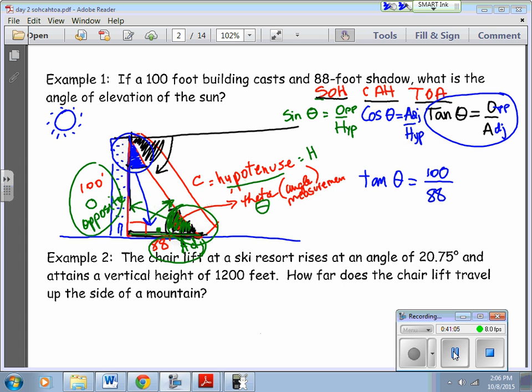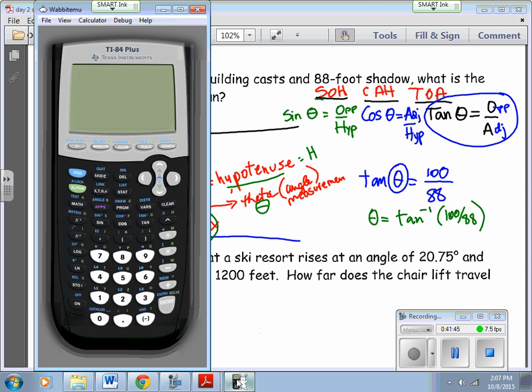All right, now before you do anything, you're going to try to get the theta, which is the angle measurement, by itself. So you're not going to be able to do this. You can't divide by tangent of an angle like that. What we're going to do is we're going to do tangent inverse then to get theta by itself. So theta by itself then is now tangent inverse on the other side, or tangent to the -1, times 100/88.